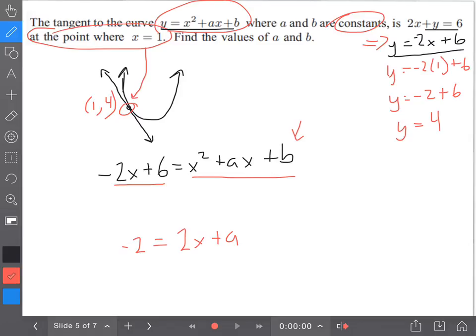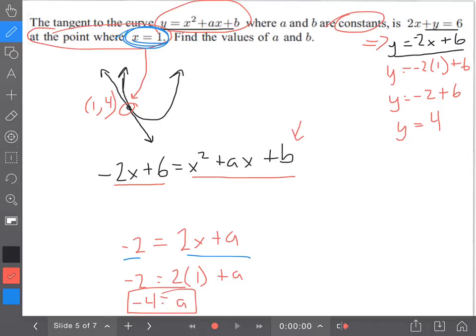Now you say, but Mr. Bauer, I still got two variables. No, you don't have two variables. Why not? Because we know that these two slopes are equal when x is 1, which was up here at the top. So we go ahead and put the 1 in, and we end up with negative 2 equals 2 times 1 plus a. Subtract the 2 to the other side, so negative 4 equals a. How about that? We just got a.